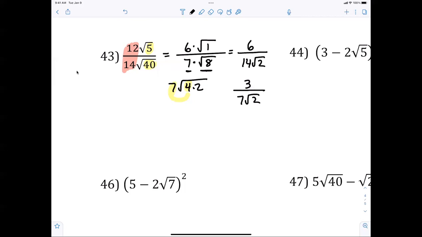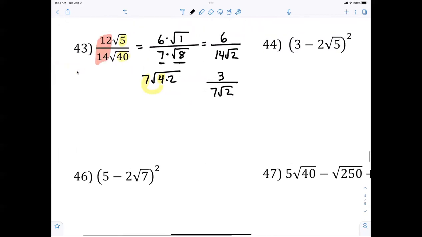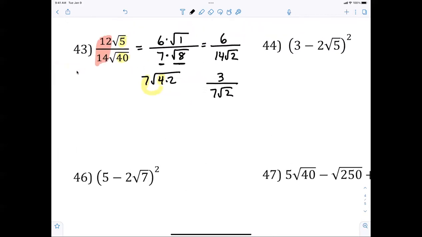Check out 45. Let's see how you did on that. I'm in a hurry. So you multiply the top and bottom by square root of 2, and then you get 3 radical 2 over 14. Square root of 2 times square root of 2 is 2. And then 2 times 7.